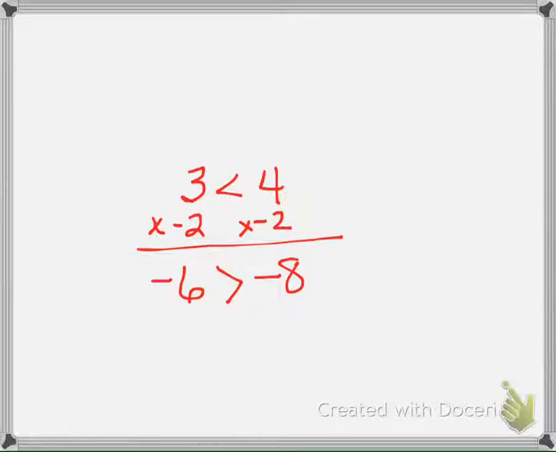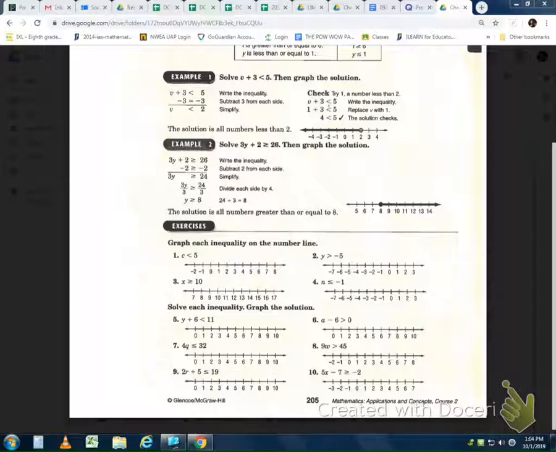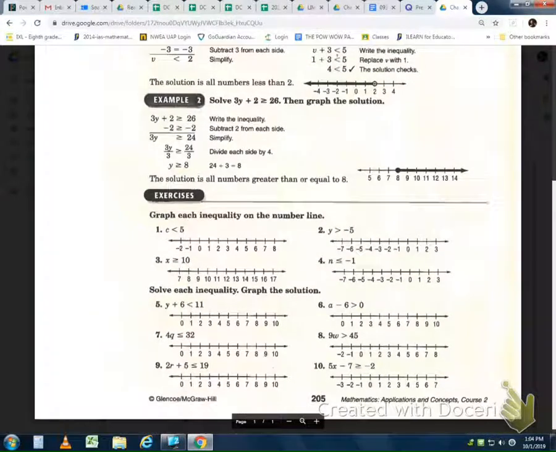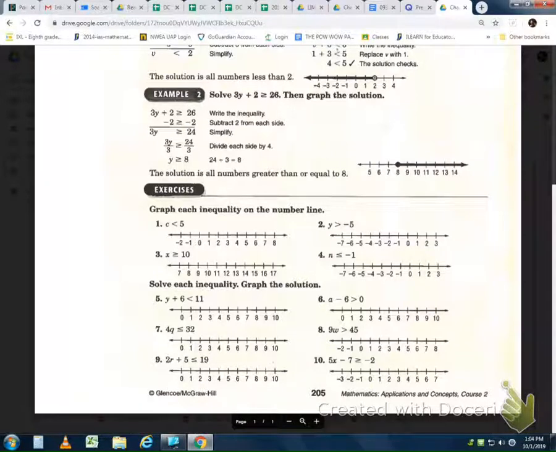Okay, let's look at the examples that we have right here. So we're going to look at number 5. We're going to do the steps that we solved equations last week and use them with inequalities. I'm going to start with number 5. y plus 6 is less than 11. How do I get y alone?